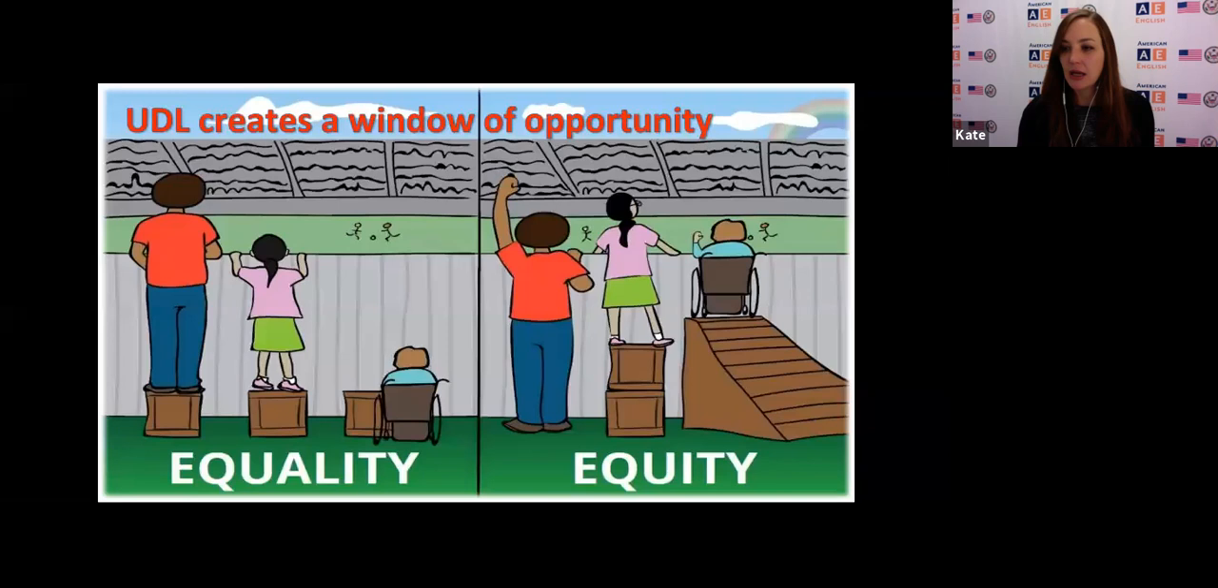So Tayaba says equality is when you treat everyone equally. Muhammad says, I think he's referring to equity, is that everyone is able to enjoy or access.